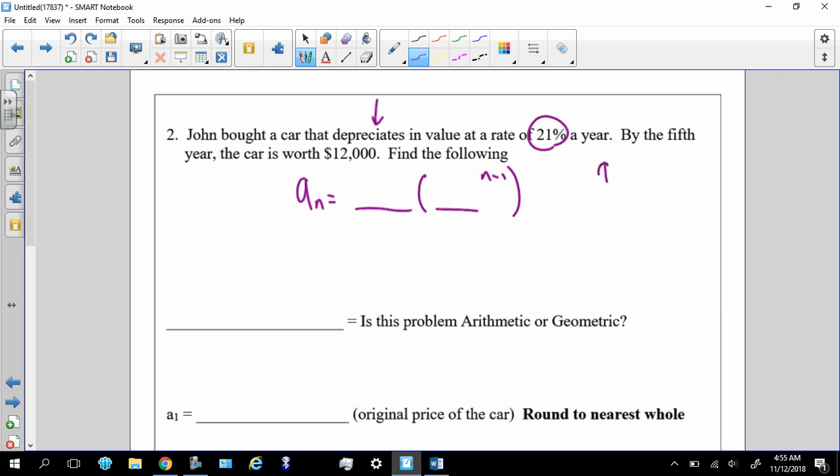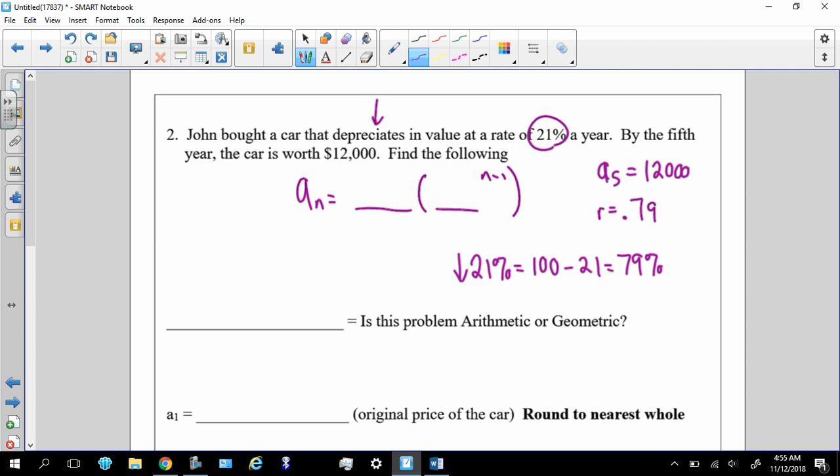That is A of 5 is equal to 12,000. And it says you're going down, decreasing by 21%. I'm always taking from 100, so 79%, which would be, R is going to be 0.79.